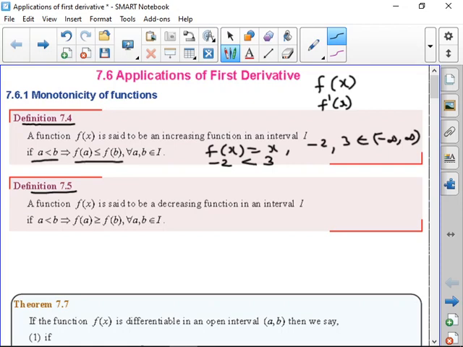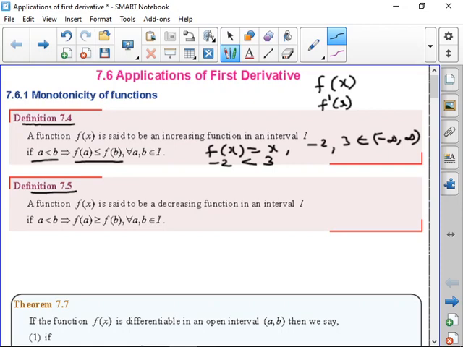Similarly, see definition 7.5. A function f of x is said to be a decreasing function in the interval I if a is less than b implies f of a is greater than or equal to f of b.